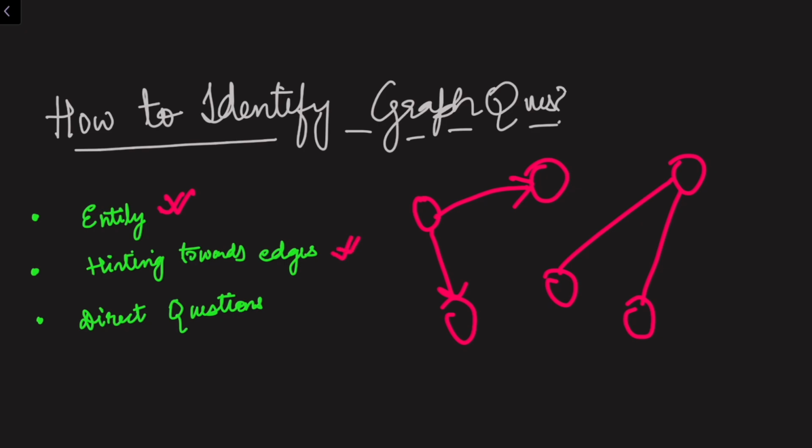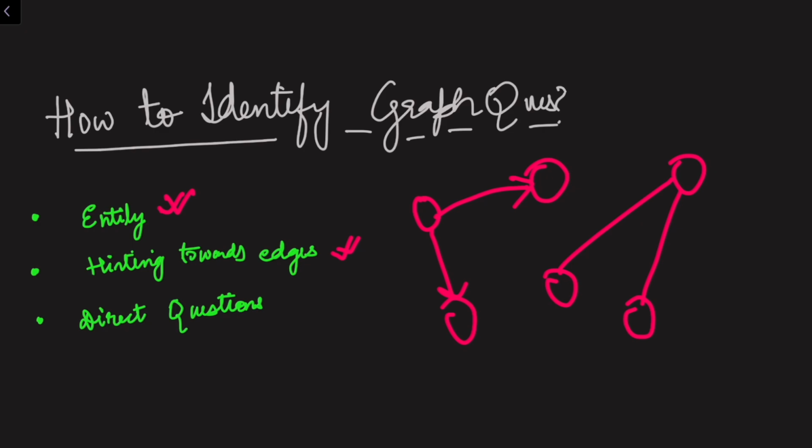And the third thing is that you can always get direct questions, like telling whether a graph is bipartite or not, or finding a cycle in the graph, or something of that sort. Some of the questions will be very direct from your interviewer, and you should be able to solve those as well.